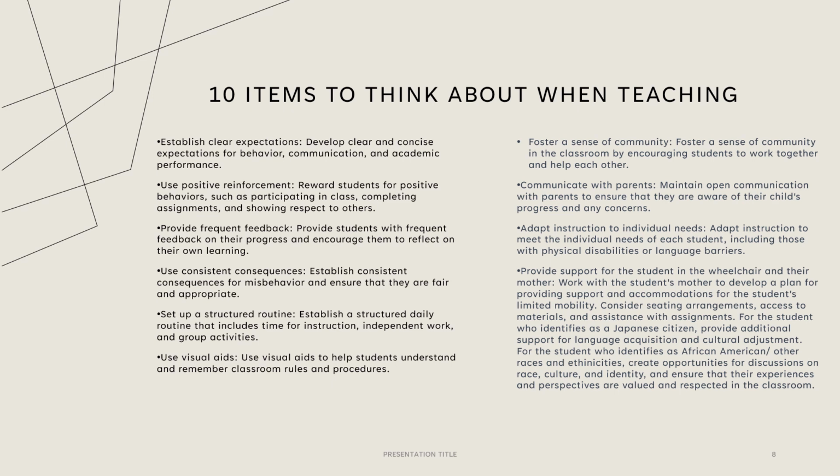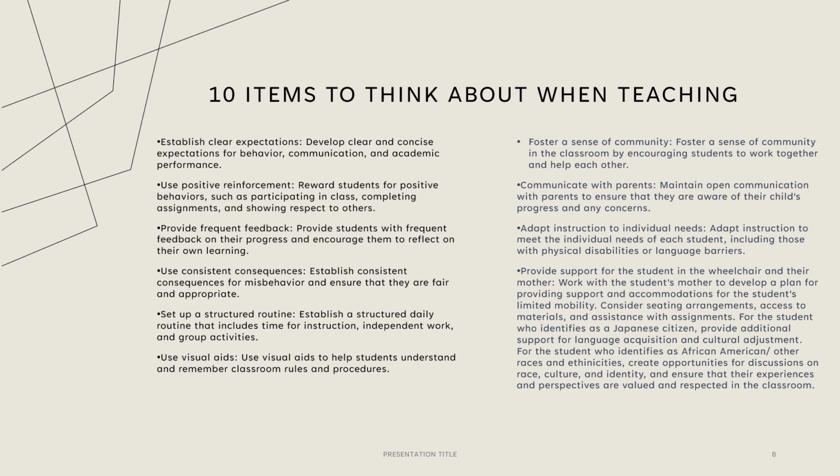This next one is going to talk about students A, B, and C. We need to provide support for the student in the wheelchair and their mother. To do that, we're going to work with the student's mother to develop a plan for providing support and accommodations for the student's limited mobility. Consider seating arrangements, access to materials, and assistance with assignments, just to ease her mind a little bit, so hopefully she's not hovering as much.